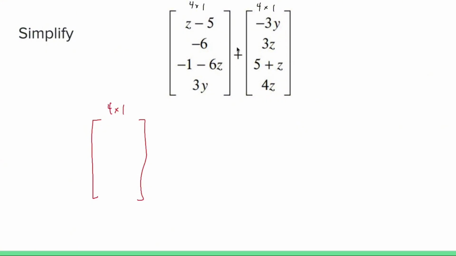The first row, only column, is going to be me adding this to that. So z minus 5 plus -3y. Now, we'll clean that up in a little bit, but, you know, time is money. -6 plus 3z. Then -1 minus 6z plus 5 plus z. And then we have ourselves in purple 3y plus 4z.